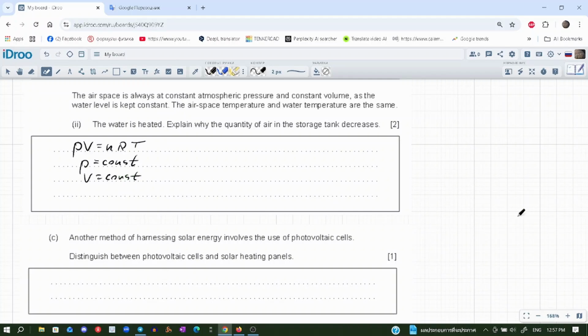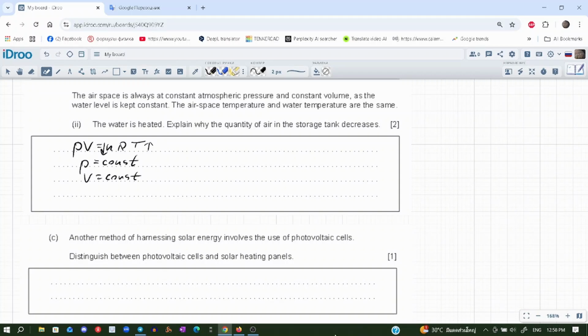And we can see that if P and V are constant, then if the temperature is increased, the quantity of air has to be decreased here. And that's all. Explain why the quantity of air in the storage tank decreases. Because temperature increases, and PV is constant, R is a constant, so of course N decreases.